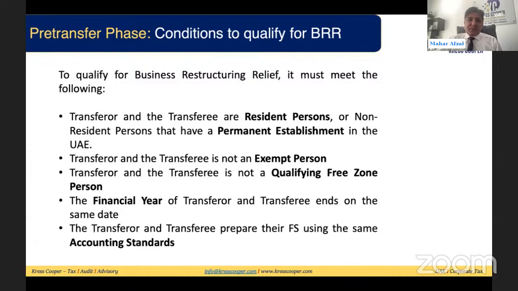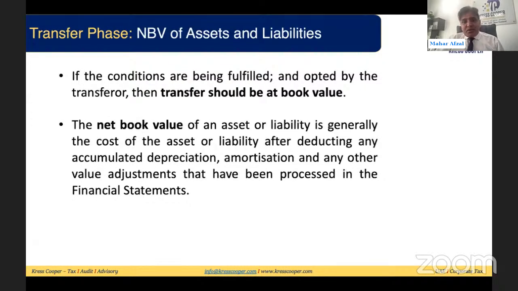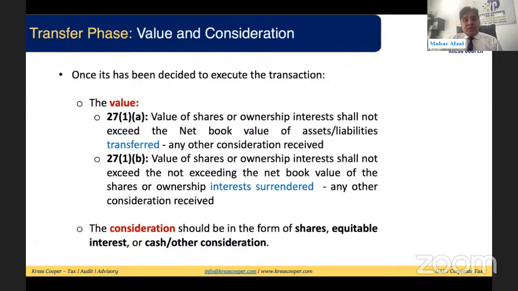Once they enter into the transaction, the law requires that the assets or liabilities be transferred at the net book value. What is the net book value? Net book value is the cost less accumulated depreciation, and depreciation needs to be calculated up to the date of the transfer. Then what should the value of the consideration be? Under Article 27(1)(a), the value of shares or ownership interest shall not exceed the net book value of the asset or liability transferred less any other consideration received.